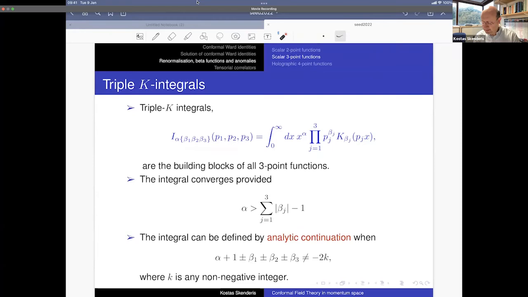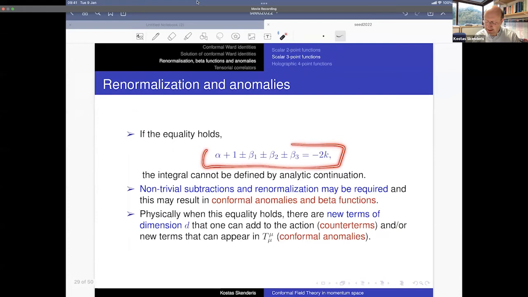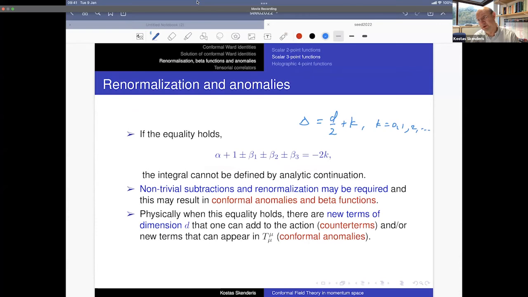satisfy this relation. So if you take these sums and differences, this is different from minus twice an integer. Then in the general case, the general expression is given by these triple K integrals, but when equality holds, one has to analyze these cases separately. This is the analog of the condition that delta was d over 2 plus k in the case of the two-point functions. In the case of three-point functions, the analog of this is this condition. When this condition holds, one cannot define the integral by analytic continuation. One needs to do non-trivial subtractions and renormalization.